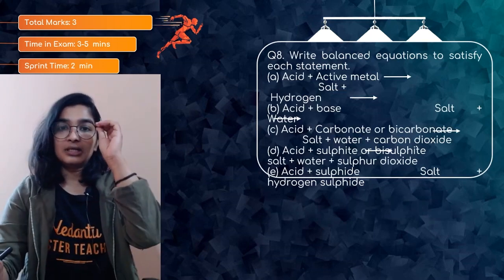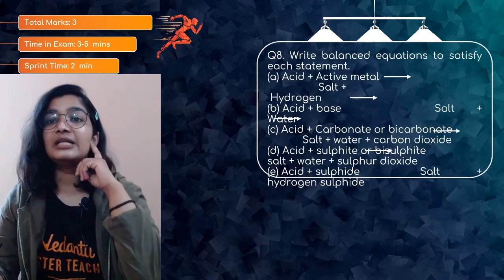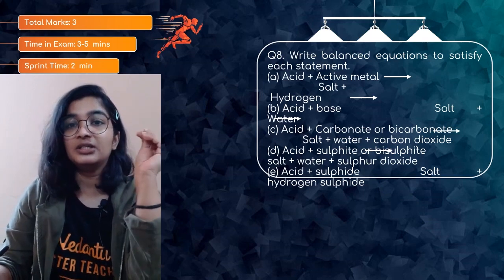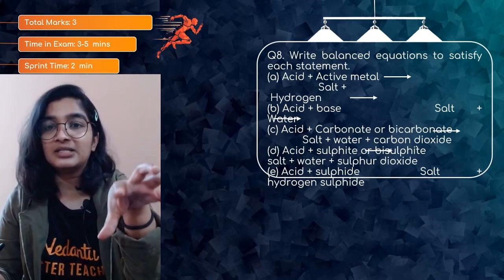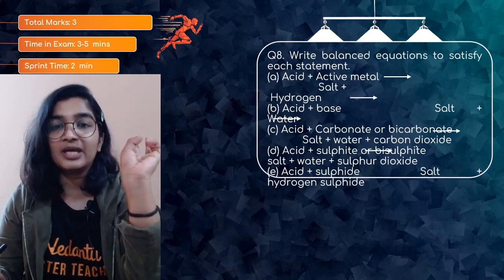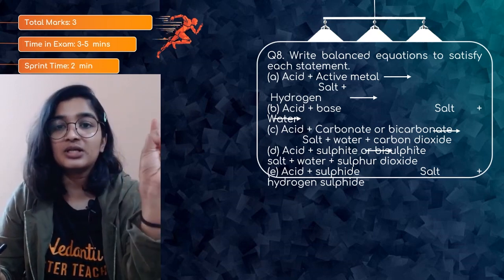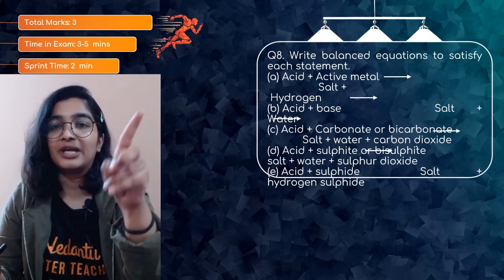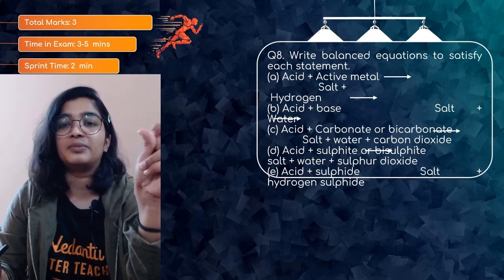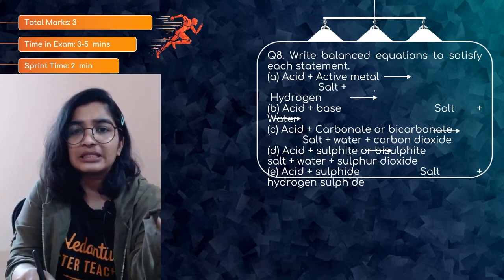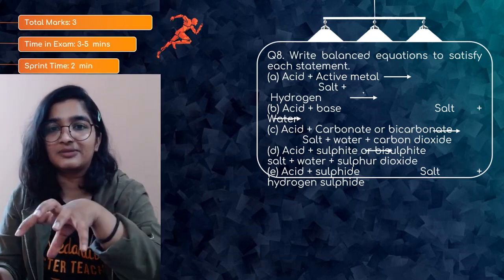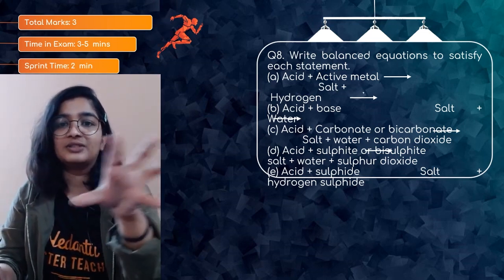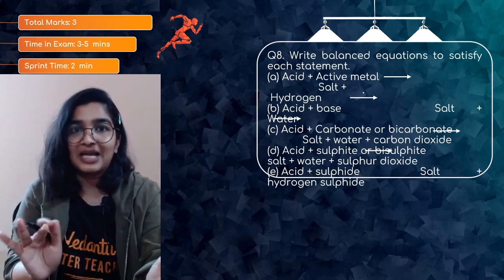Question number 8. Write the balanced equations to satisfy each statement. Acid plus active metal, you will get salt plus hydrogen. Acid plus base, salt plus water. Acid plus carbonate or bicarbonate, you will get salt plus water plus carbon dioxide. I don't know what has happened. Maybe when you convert it into the PPT, there are a few changes, I guess. I'm really sorry for this, but I will write it.